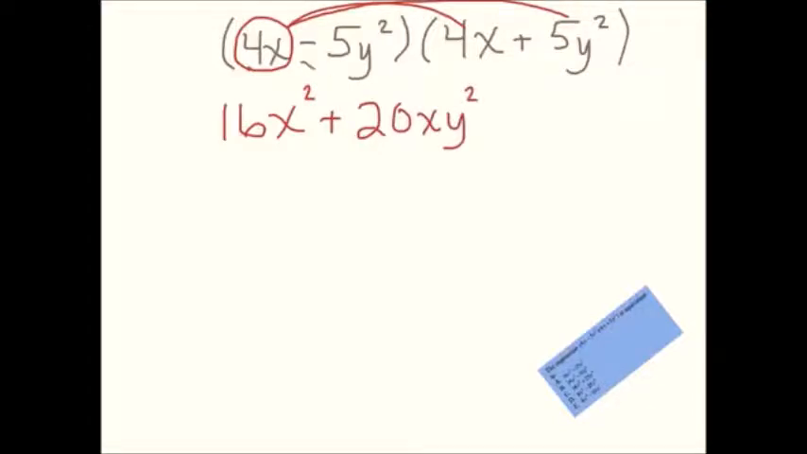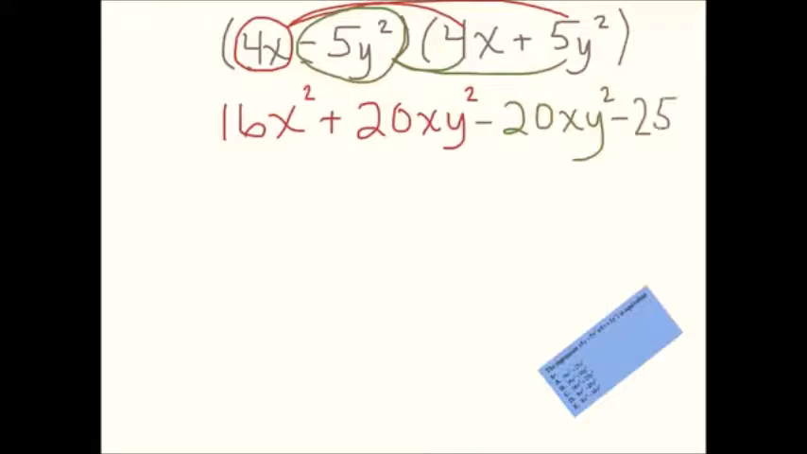Next, we need to take this second term and do just the same thing. So we're going to have this time a minus 20xy squared, and then a minus 25, and then that y squared times y squared gives us a y to the fourth. Now, if you noticed, I actually did just FOIL, but I just used distribution instead to explain it.